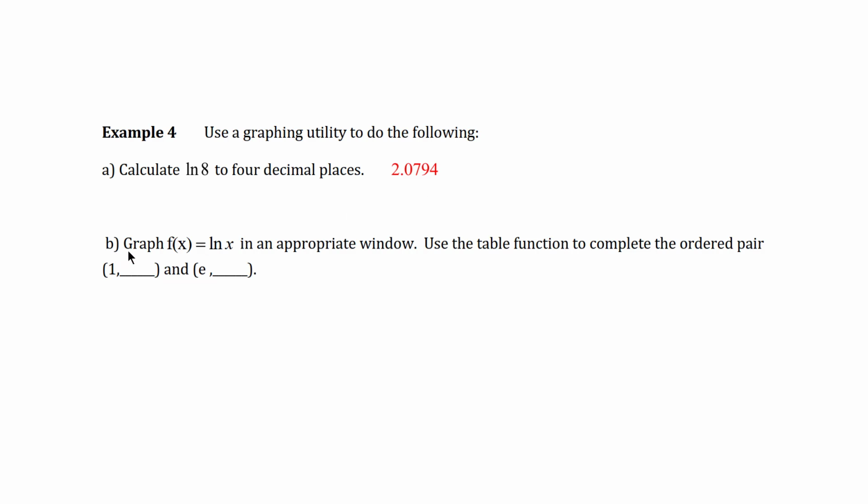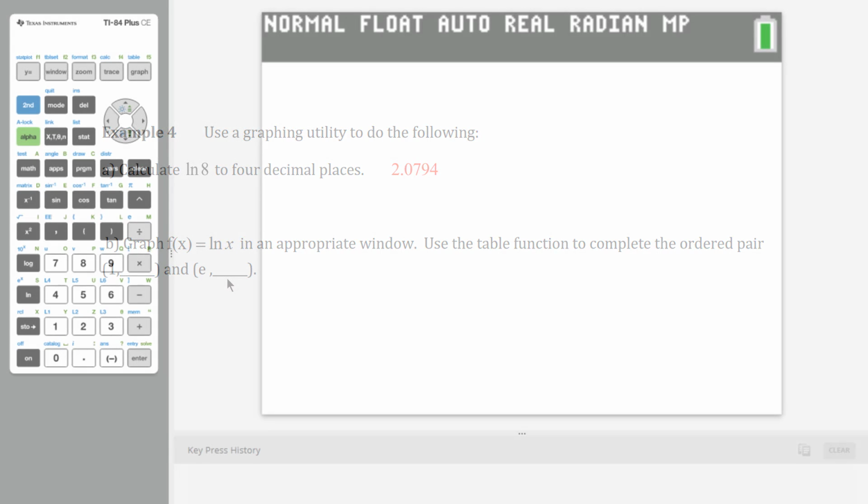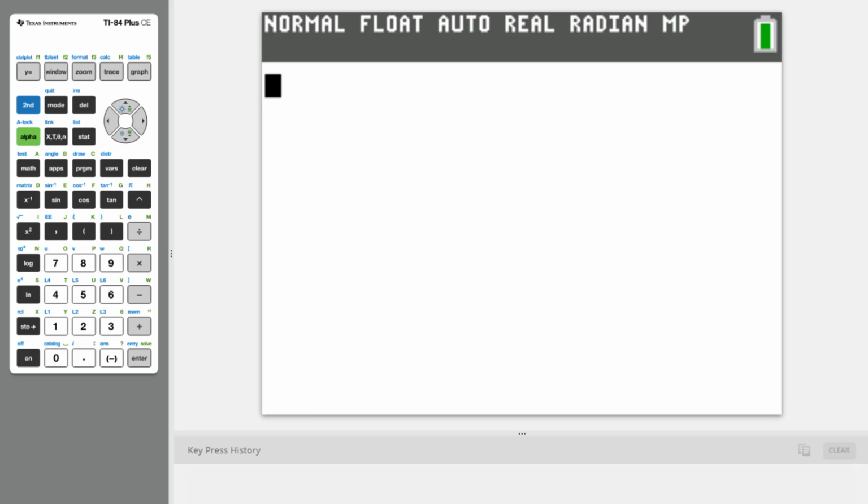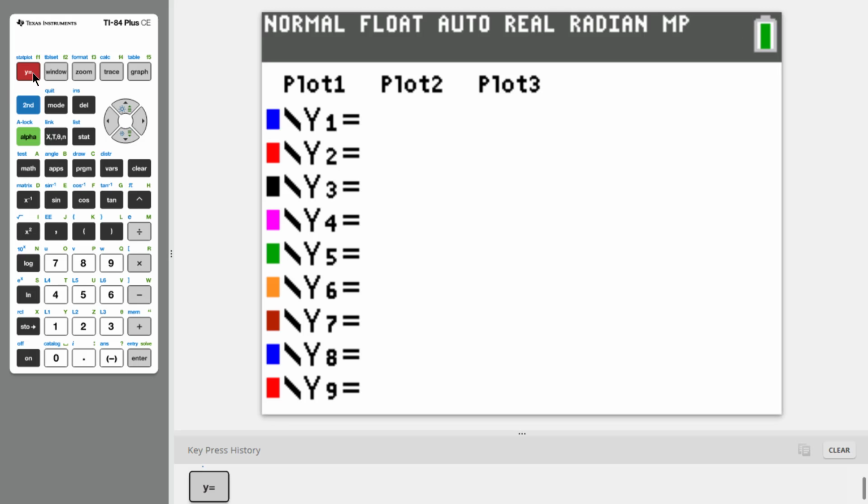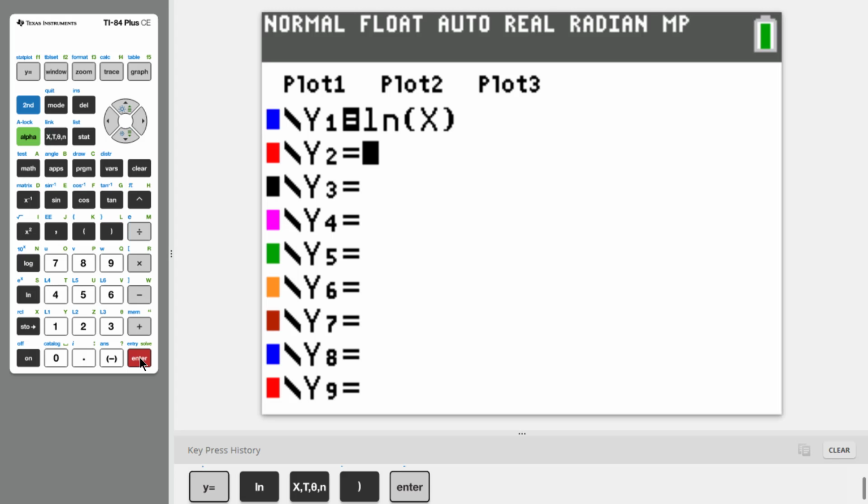For part B, we need to graph the function f of x equals natural log of x in an appropriate window. And then afterwards, use the table function to complete the ordered pair, (1, blank), and (e, blank). So let's go ahead and graph the function natural log of x. We go to the equation editor by pressing the y equals button on the top left corner. Next, we enter natural log of x for y1. We put a close parenthesis and hit enter. To display the graph of this function, we need to press the graph button in the top right corner.